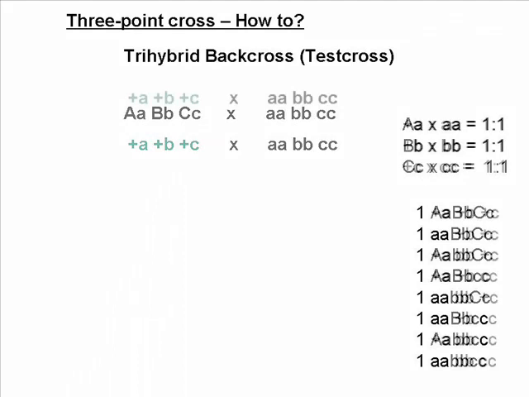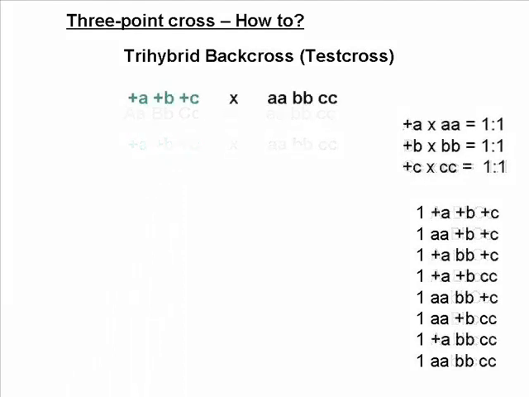Now, it doesn't change anything as far as the outcome. You're still going to get a 1-to-1 segregation ratio for each locus, and you're going to get 8 parts, all 1-to-1 to 1-to-1 to 1-to-1. The only difference will be the big A's will be replaced by a wild type or plus. The big B's will be replaced by that as well. So something you just have to keep in mind.